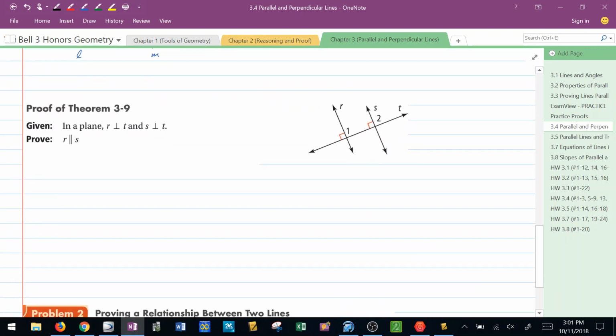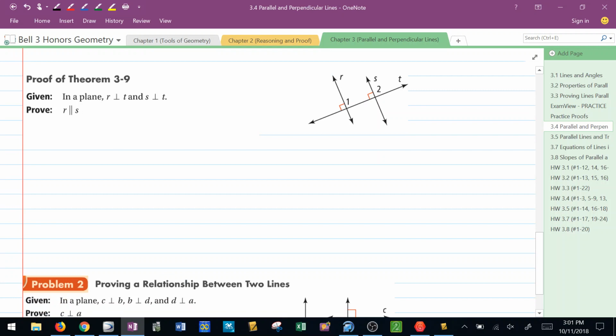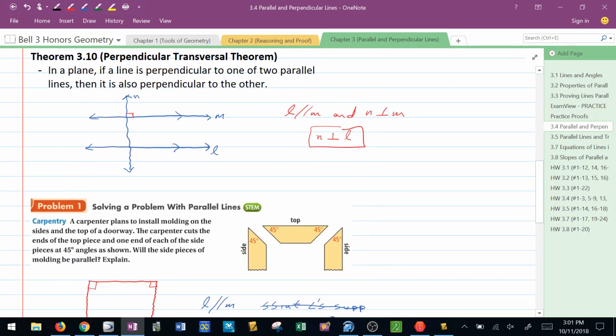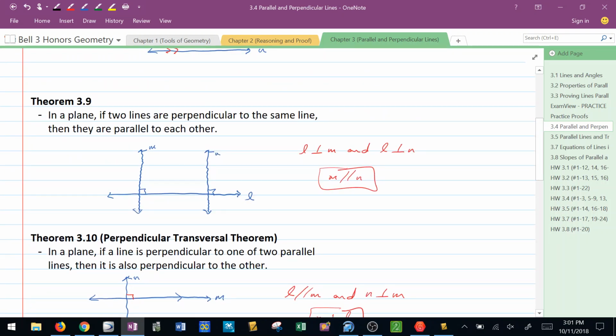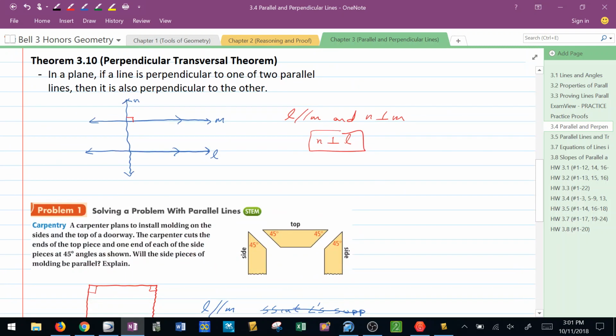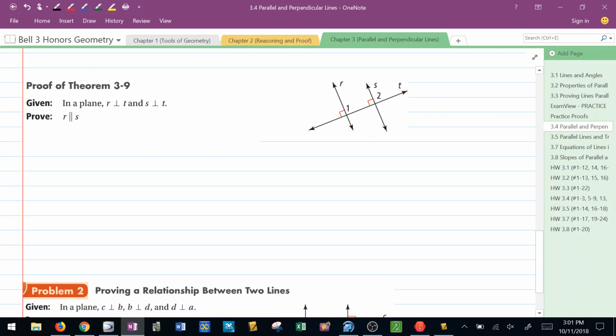Okay, so let's take a look at this proof here. This is a proof of Theorem 3.9. Remember, 3.9 talks about two lines perpendicular to the same line, then they're parallel to each other. All right, so here's our scenario. I'm going to start off by claiming the given. I know that R is perpendicular to T and S is perpendicular to T. I know this to be true because it's given.